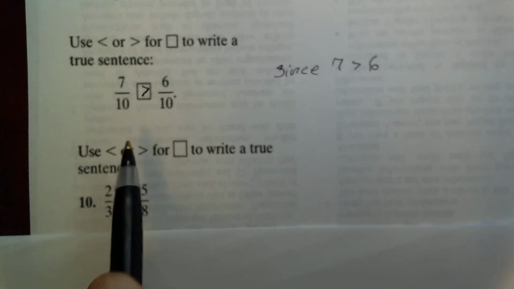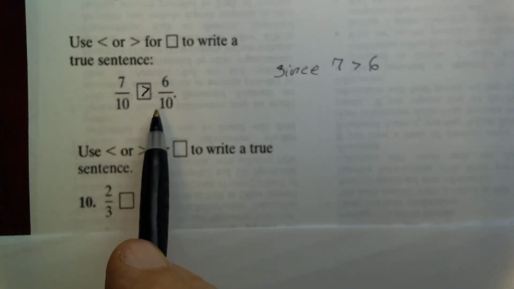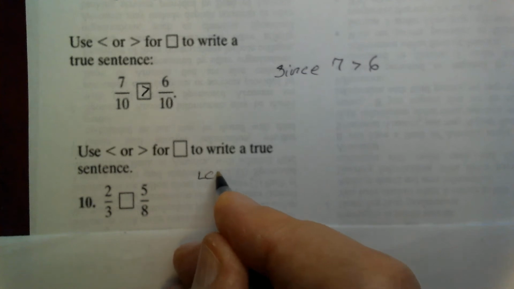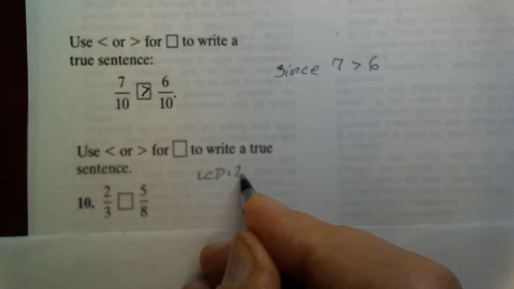Now, when we look at this statement here, 2/3 compared to 5/8, that is not easy to compare. So what we need to do is find the LCD, the least common denominator. And once we have the denominators the same, it's really easy to decide which is the greater or the smaller number. So here the LCD is 24.